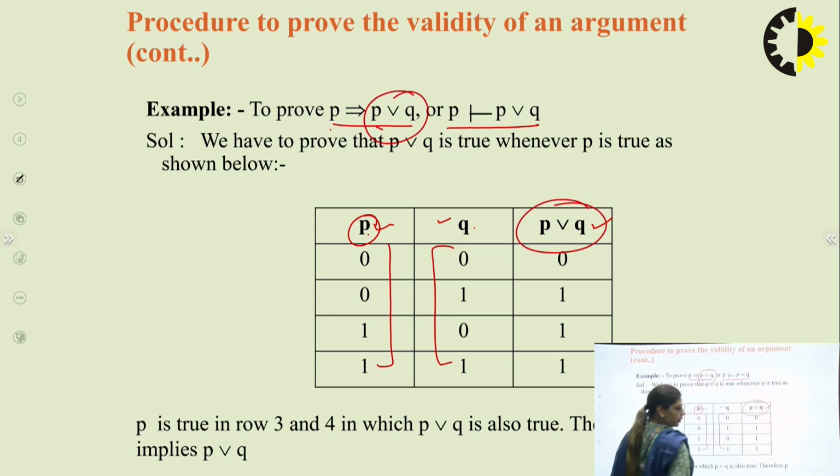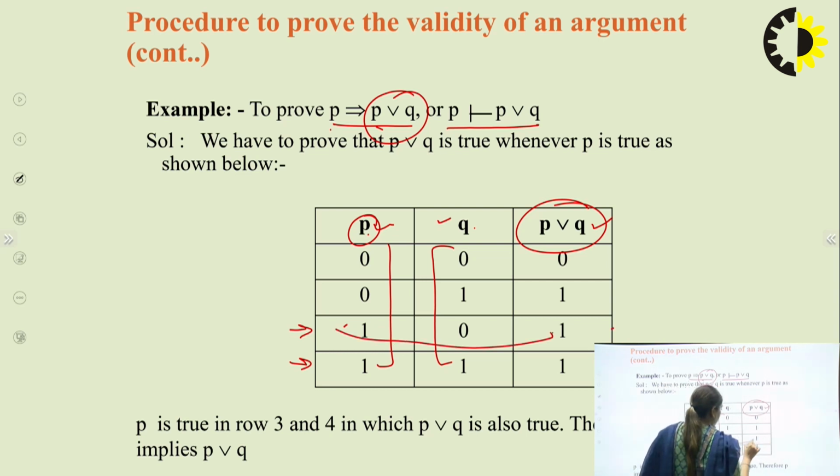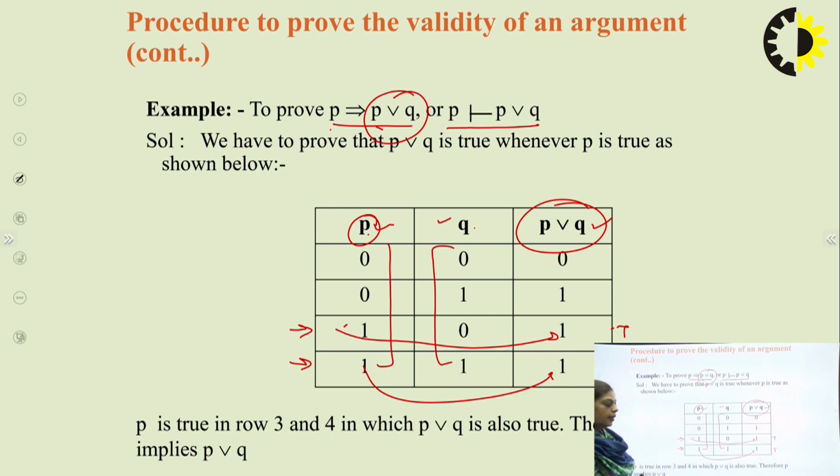We have to check the rows where the premise is true, this row and this row, because the premise is true in these rows only. The conclusion P or Q in these rows should also be true, which it is. That means this is a valid argument. P is true in rows 3 and 4, in which P or Q is also true. Therefore, P implies P or Q.